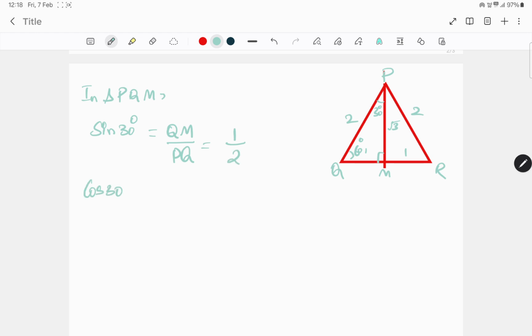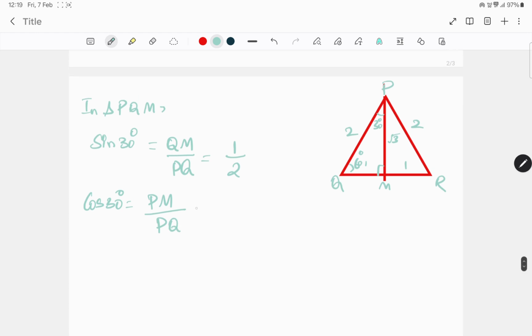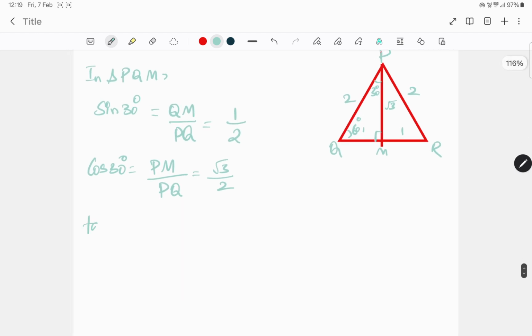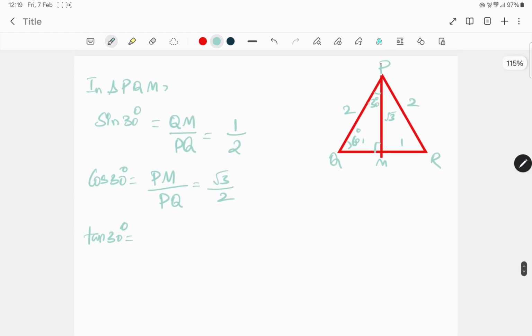Then cos 30 degree. The adjacent side for 30 degree is PM, so PM by PQ, the hypotenuse. What's the value of PM? Root 3. PQ is 2. Next, tan 30 degree is opposite side by adjacent side. For 30 degree, the opposite side is QM and the adjacent side is PM. The value of QM is 1 and the value of PM is root 3. Tan 30 degree is equal to 1 by root 3.